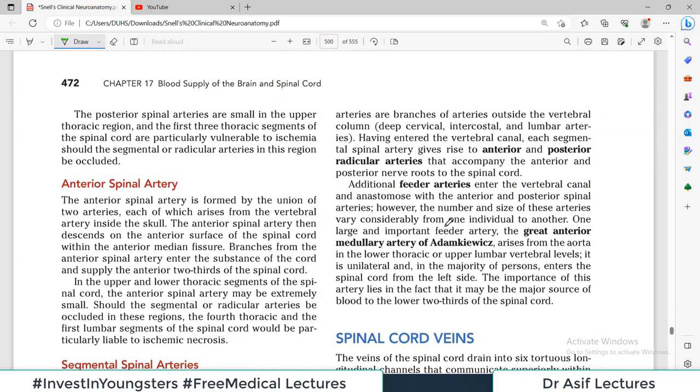Okay, simple stuff hai. Posterior spinal arteries are small in upper thoracic region and the first three thoracic segments of the spinal cord and are particularly vulnerable to ischemia should the segmental or the radicular arteries in this region be occluded. So is region mein the spinal artery posterior one is itself not very very big aur zyadatar daromadar jo hai wo hota hai based on the segmental arteries ya radicular arteries.